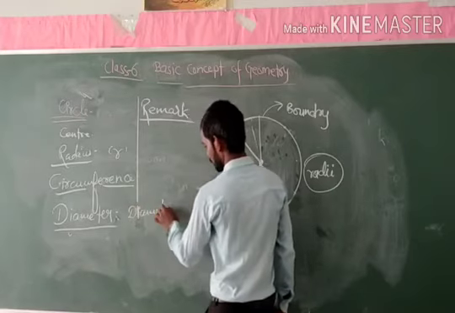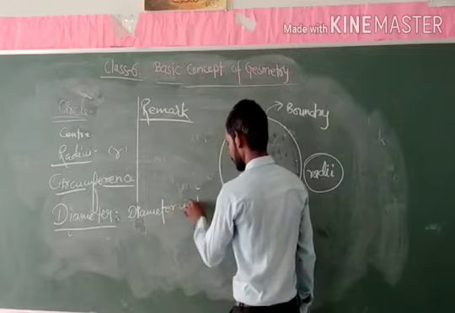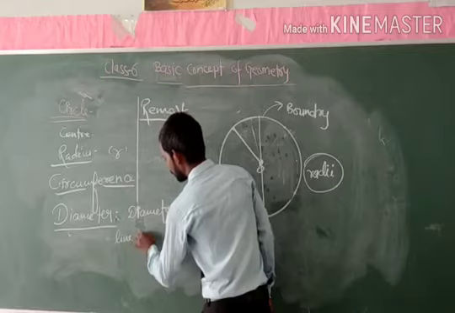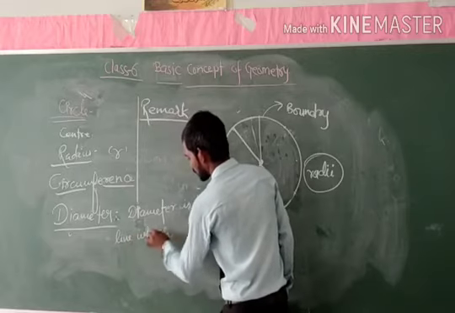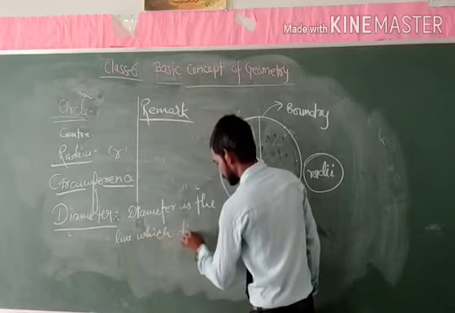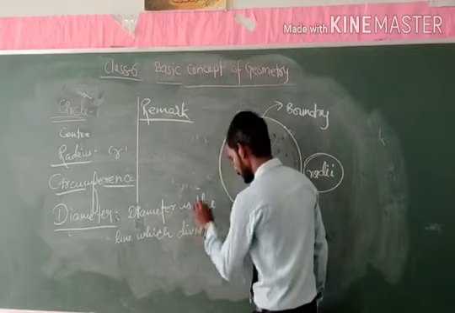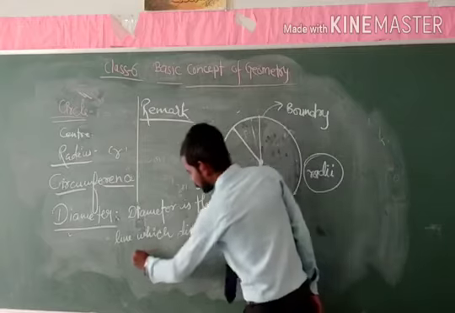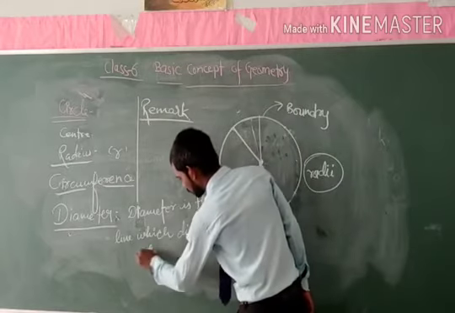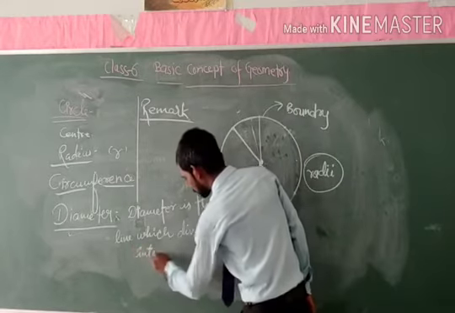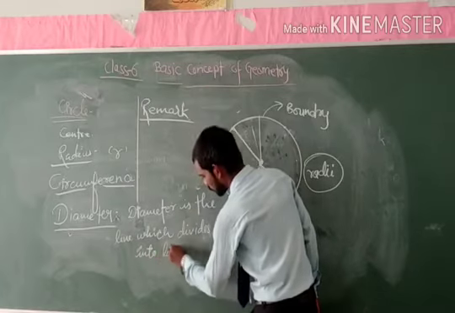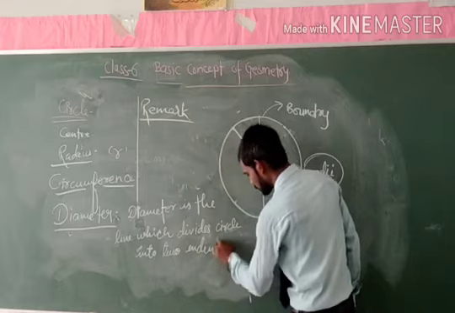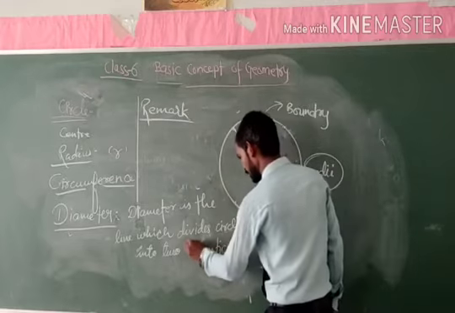Diameter is the line which divides the circle into two identical parts.